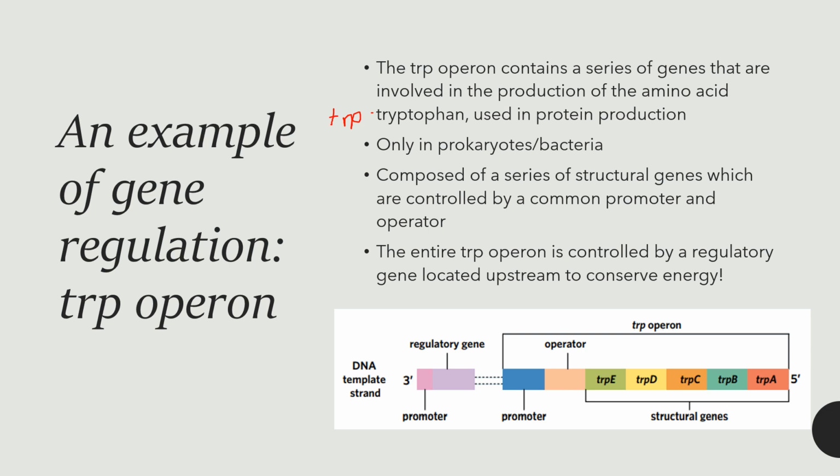And all of these structural genes that share a common purpose are controlled by this common promoter, common operator, and of course this regulatory gene up here. So the entire operon is controlled by that regulatory gene, like I said, to conserve energy, and that's our main goal. So that's what the trp operon is. It's a series of genes lumped together that are responsible for the production of the amino acid tryptophan, and they are all regulated through the same regulatory gene.